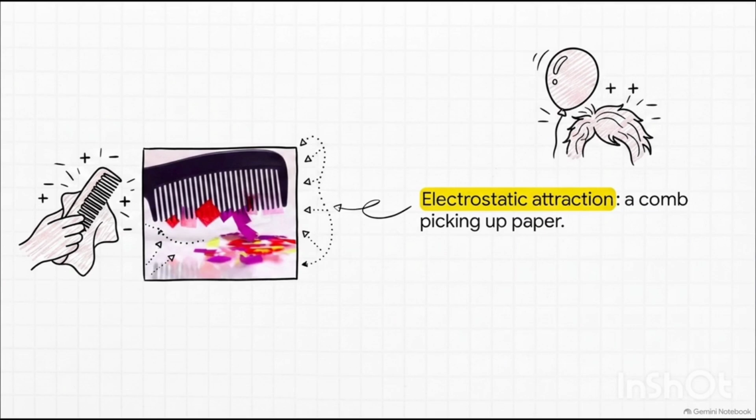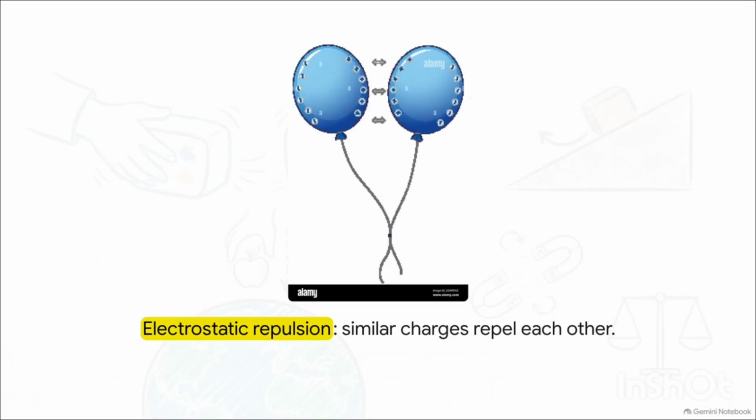Just look at how a charged comb can literally reach across the empty air to pull and attract little pieces of paper right up to it. But it goes both ways. If you rub two balloons with wool, they both pick up the exact same kind of charge. Because they share a similar charge, that invisible electrostatic force will actively repel them apart, pushing them away from each other. It's a fundamental rule of this force. Opposite charges attract, but similar charges repel.